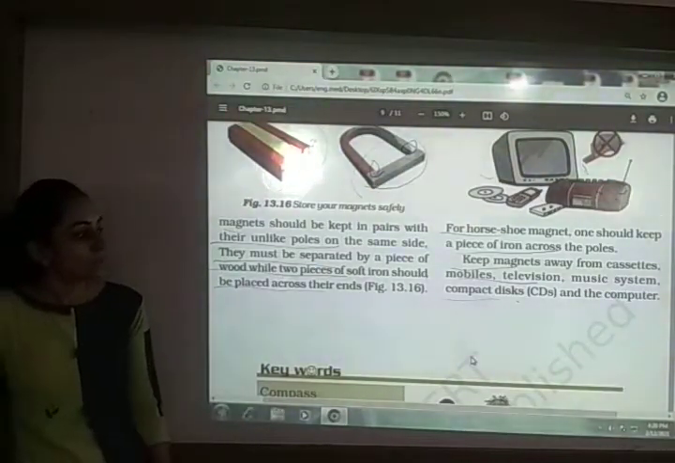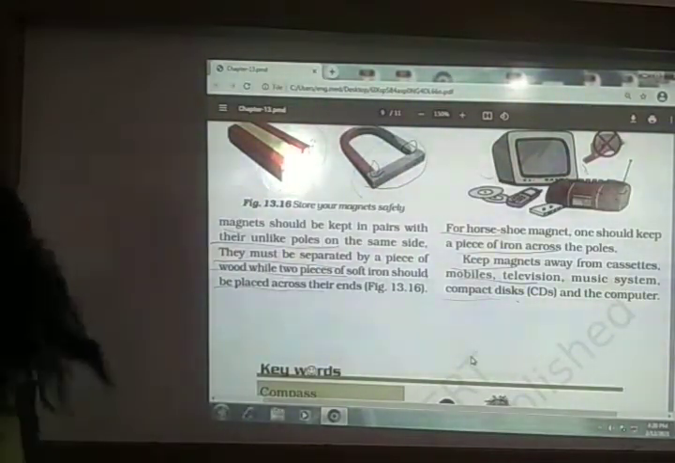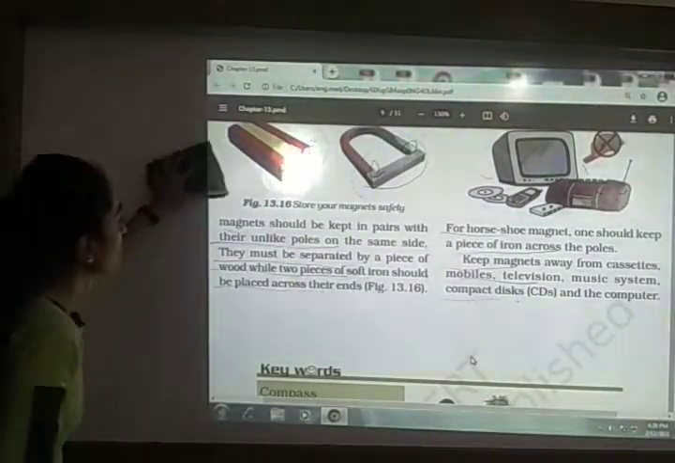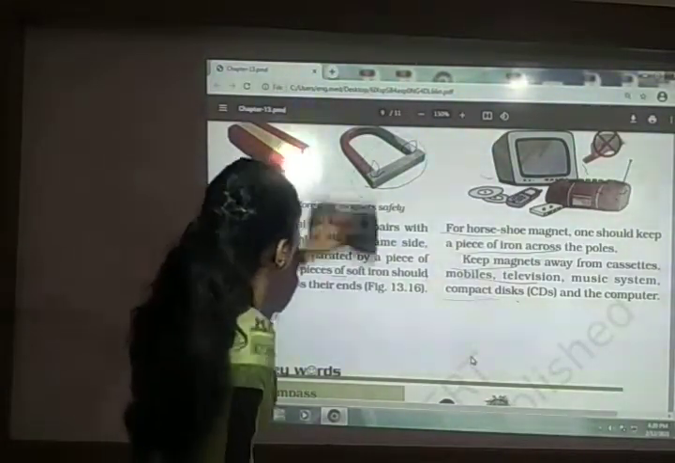So this is about magnets. So here our chapter gets over. That is, Playing with Magnets, chapter number 13.